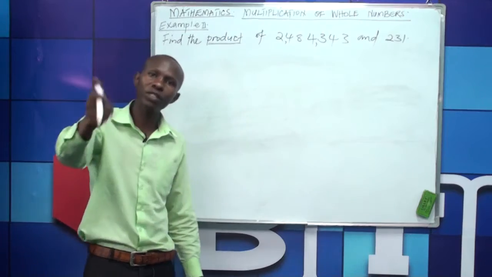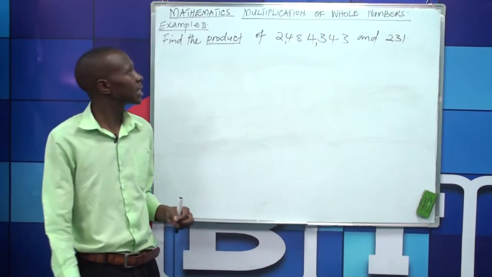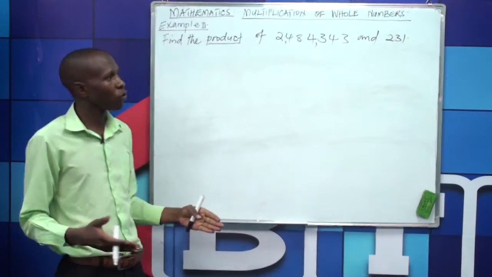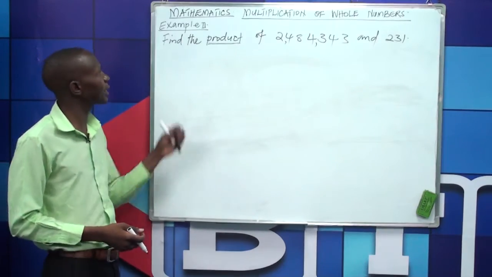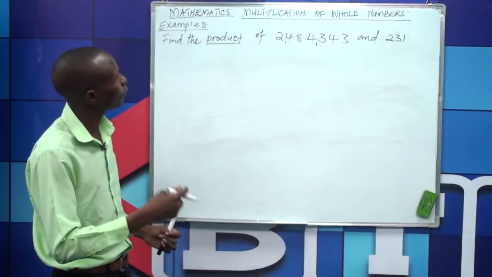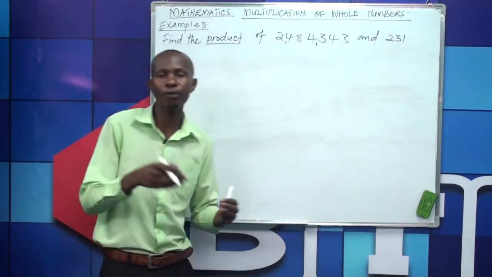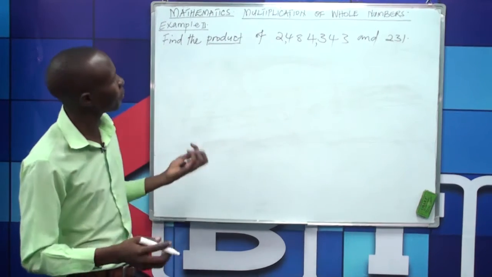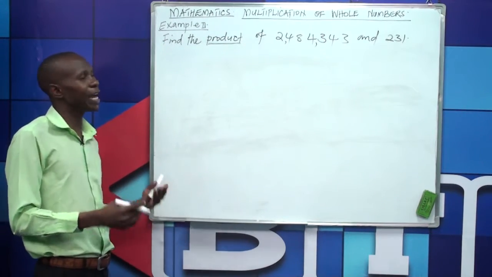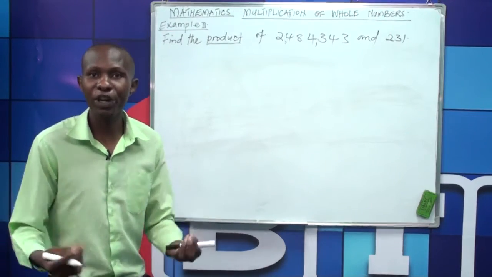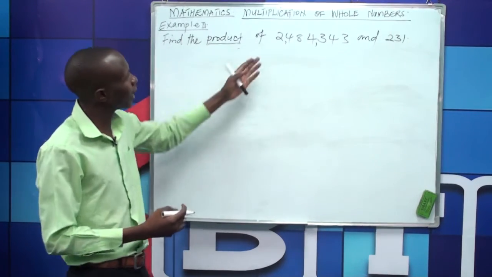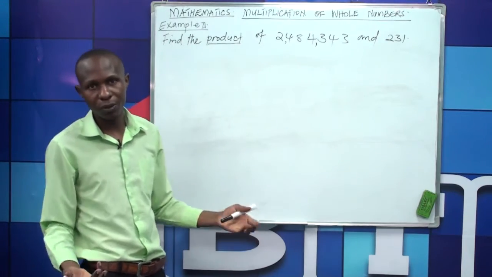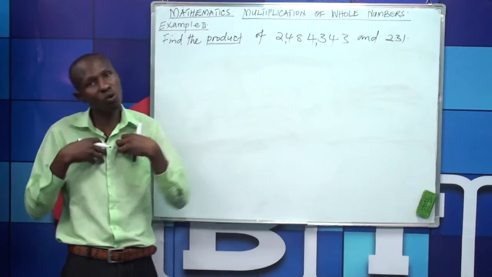So whenever you come across the word product in mathematics, first of all, think about it. Look at the question, how it is phrased. It is phrased the way this one is phrased, find the product of 2,484,343 and 231. They want us to find the product of those numbers. So I know very well that product simply means multiplying. So I'll have to copy my number down, then I multiply it out, just like the way the question required us to do.